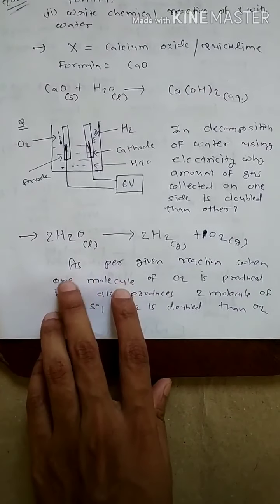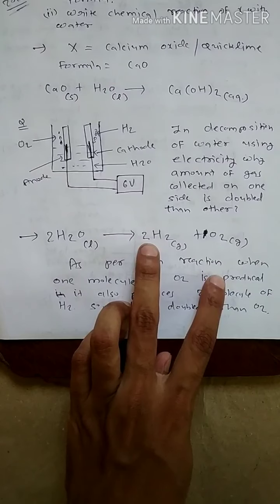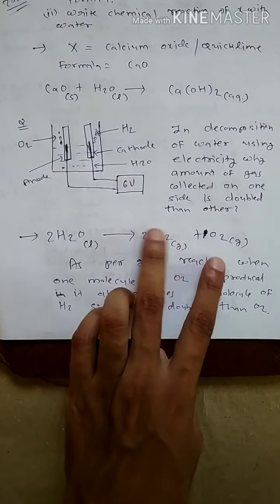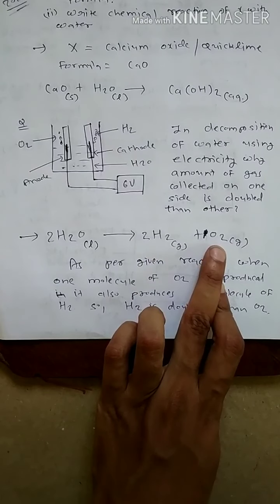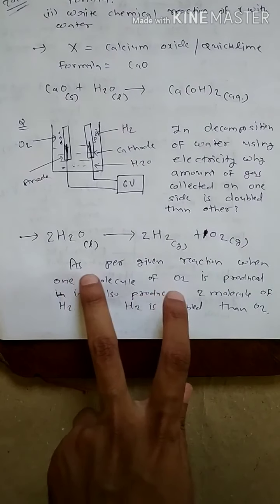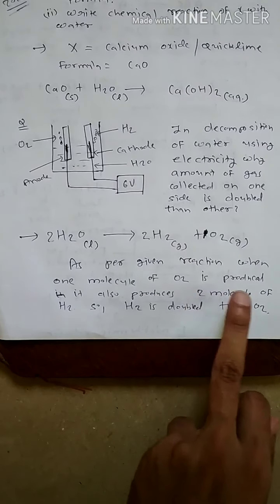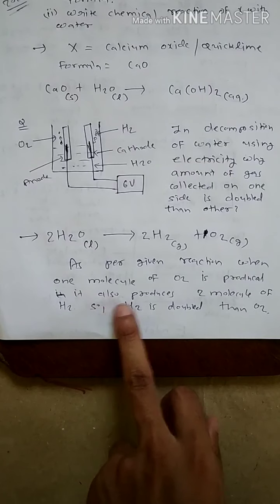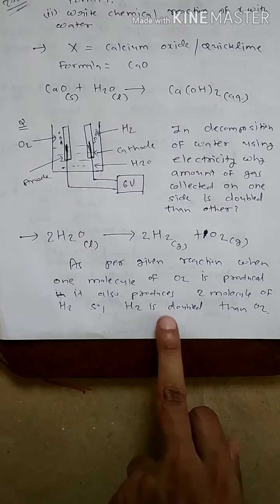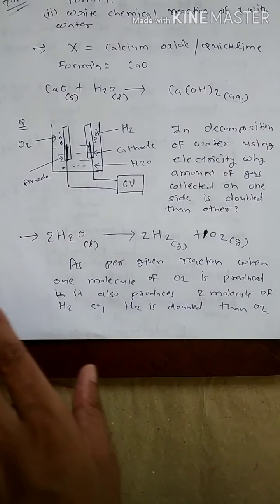Now you can see here the hydrogen molecules are 2 and oxygen molecule is 1. So hydrogen gas will be produced double that of oxygen. So simply you have to write down the reason: as per the given reaction, when one molecule of O2 is produced, it also produces 2 molecules of hydrogen. So hydrogen is double that of oxygen.